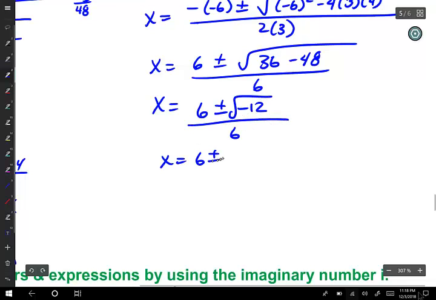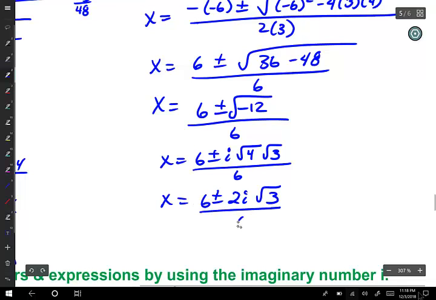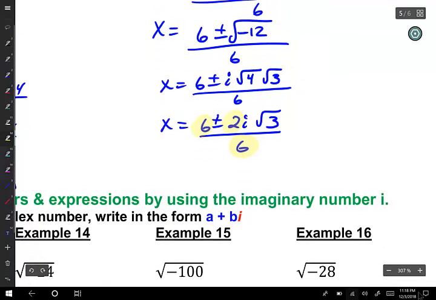So the negative comes out as an i. The 12 breaks down to a 4 and a 3, all over 6. So that's 2i square root of 3 over 6. Now, special case scenario. These three numbers are all divisible by 2, which gives me a final answer, dividing all of those by 2, of 3 plus or minus i root 3, all over 3.